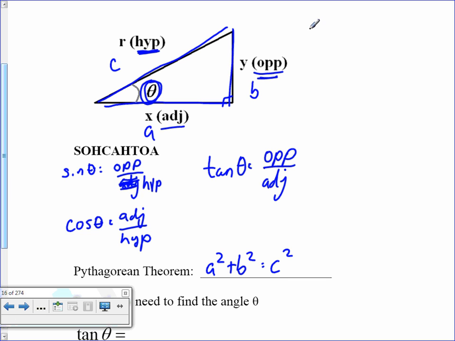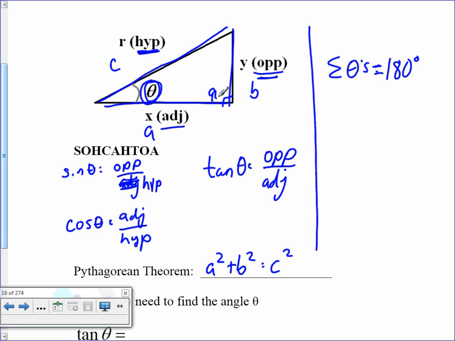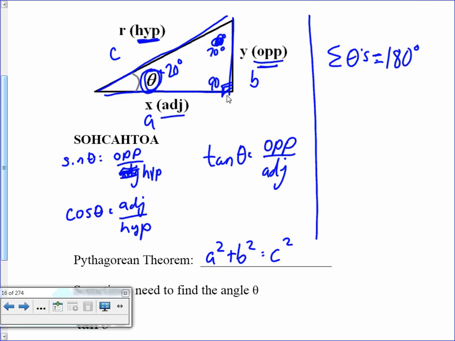Something else that's true for all triangles is that the sum of the angles is equal to 180 degrees. And we'll use that quite a bit, especially in the third chapter. So for example, if this is 90 degrees and this is 70 degrees, that means that this angle has to equal 20 degrees, because those three angles have to add up to equal 180. And in a right triangle, since one of them is always 90 degrees, you know the other two have to add up to equal 90.